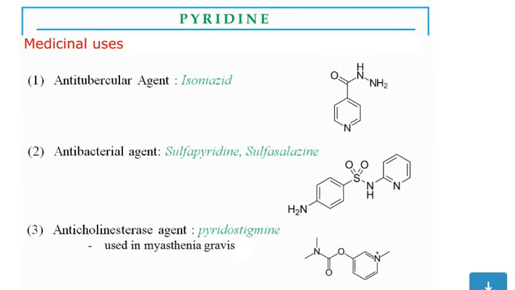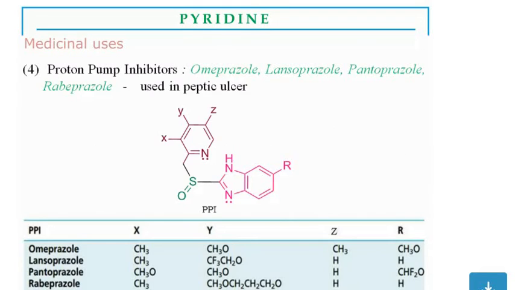Now use of pyridine in medicinal uses, anti-tubercular agent, isoniazid, you can see the structure, antibacterial agent, sulfapyridine and sulfasalazine, and anticholinesterase agent, pyridostigmine used in myasthenia gravis. So all these medicines like tubercular, antibacterial, anticholinesterase all contain the pyridine ring.